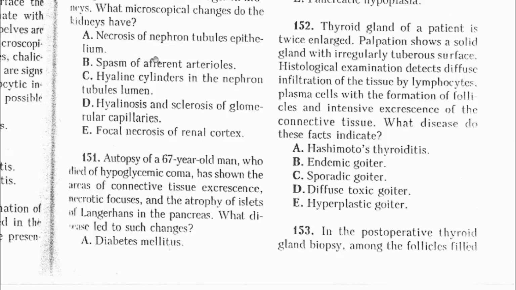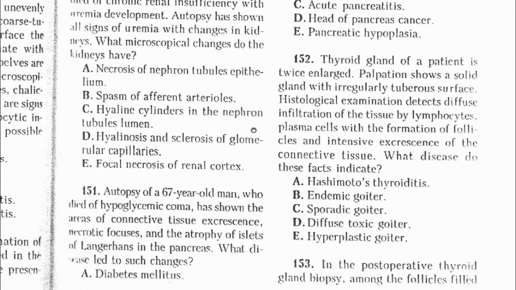So we ended on 150, so we are on 151. Autopsy of a 67-year-old man who died of hypoglycemic coma, that means low glucose content in the blood, has shown the areas of connective tissue excrescence, necrotic focuses, and the atrophy of islet of Langerhans in the pancreas. Now, atrophy of islet of Langerhans in the pancreas usually denotes diabetes mellitus. Diabetes mellitus.